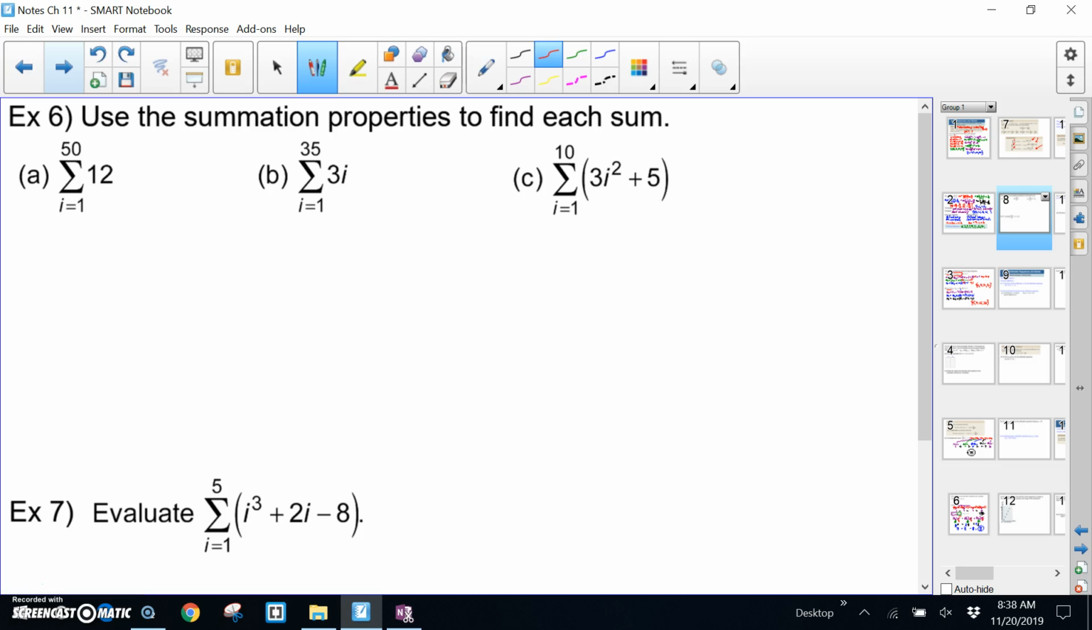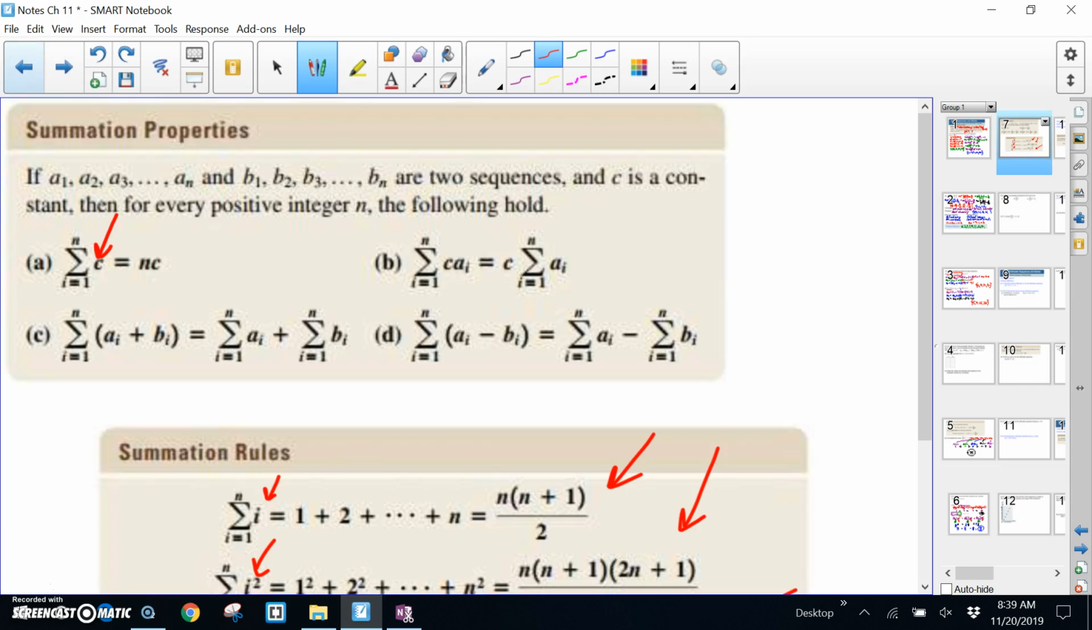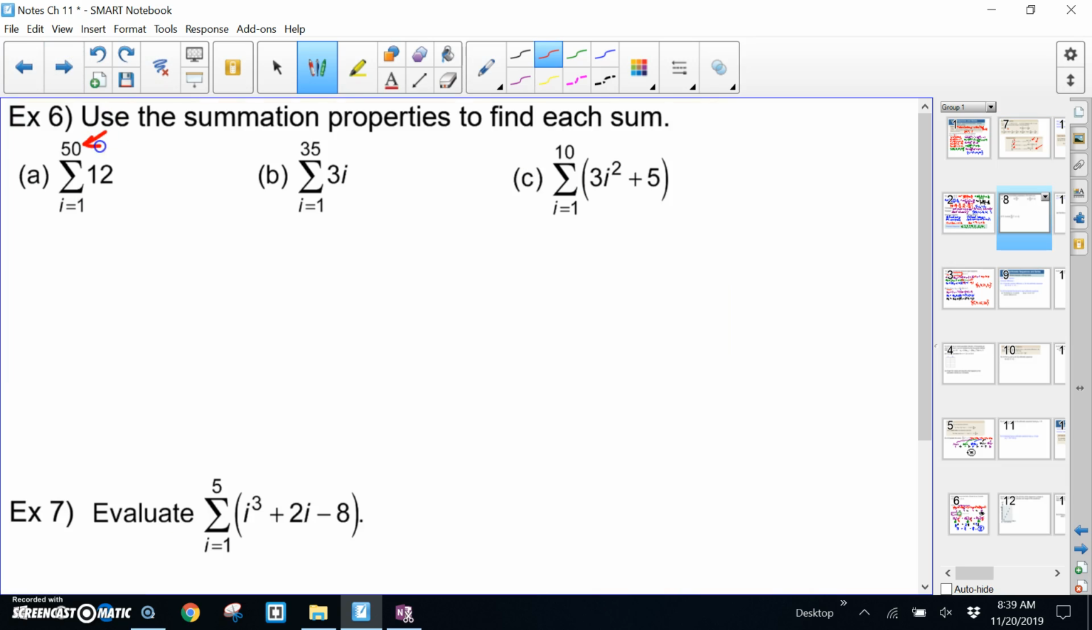6a, use the summation properties to find each sum. Really what this is saying is the sum of 12, 50 times. If you sum this out, if i equals 1, you've got 12. If i equals 2, you've got 12. If i equals 3, you've got 12. All the way up to 48, 49, 50, you're going to have 50 12s. That's exactly what this shortcut says: the number n times 12, because if you added them up, it would be 12 plus 12 plus 12, 50 times. 50 times 12 is 600, that's it.